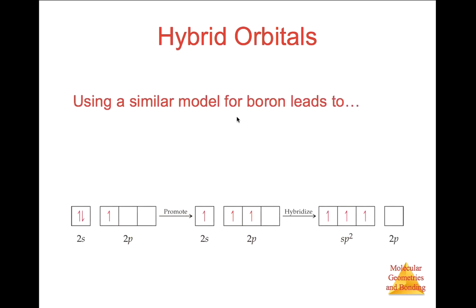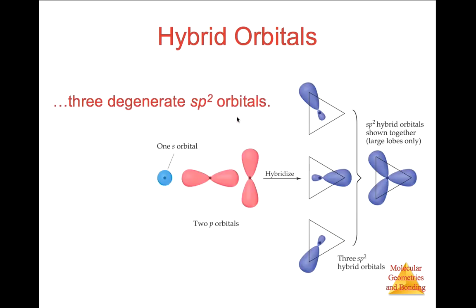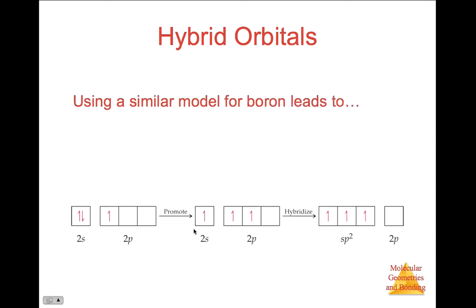Using a similar model for boron would lead to three degenerate sp2 orbitals. Let's back up just a second. Boron has an electron configuration of 2s2, 2p1, so you'd think it only formed one bond because it has one unpaired electron. But if it absorbed a small amount of energy to promote this electron over here, now you'd have 1, 2, 3 unpaired electrons, and this could form new orbitals called sp2 hybridized orbitals. And as a matter of fact, that's what it does.